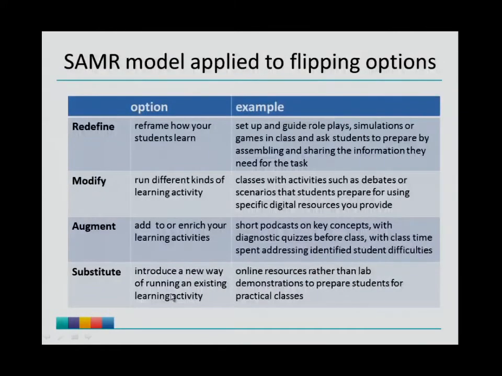This is the SAMR model. Some of you may have seen this before. It's actually a technology adoption model, and it's usually written upside down because the idea is that you start at the bottom. You can start very simply by just substituting something as part of an existing activity. The example given here is online resources rather than lab demonstrations to introduce people to a practical process or class.